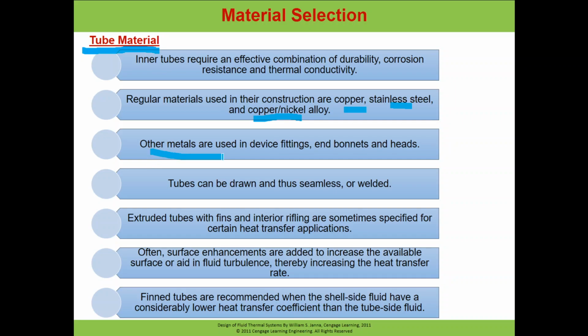The other metals are used in device fitting and bonnets and heads. The tube can be drawn tubing, and it can be seamless or welded. Extruded tubes with fins and interior rifflings are sometimes specified for certain heat transfer applications. Often surface enhancements are added to increase the available surface. Surface enhancement means putting fins or some other means so that the surface area of the tubes is enhanced. The fin tubes are also recommended sometimes when you want to increase the heat transfer coefficient.